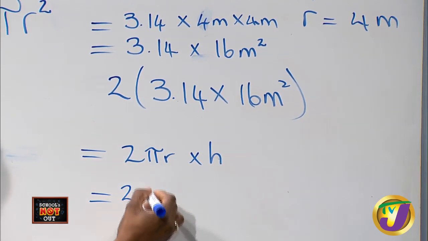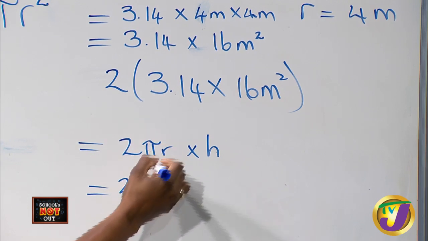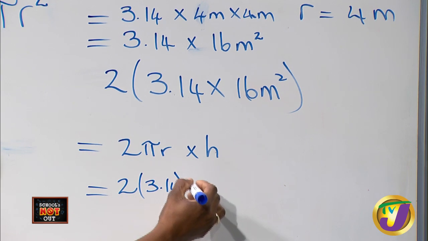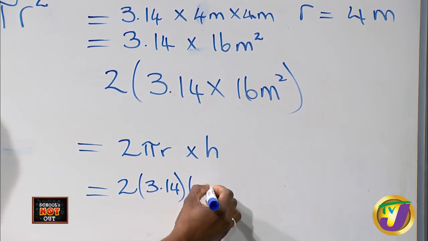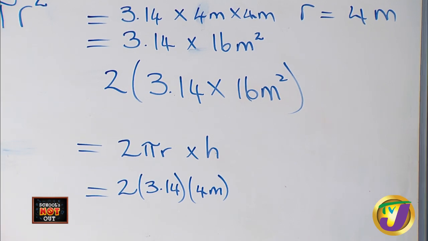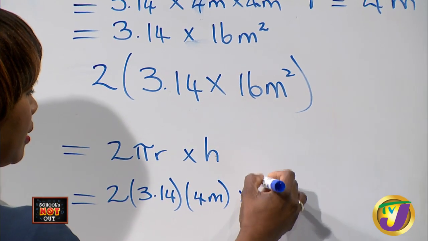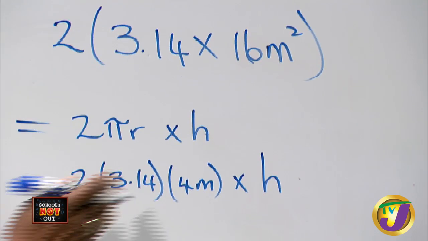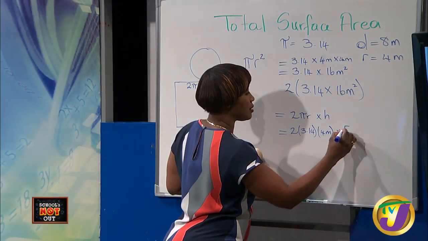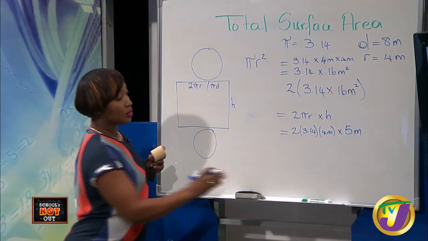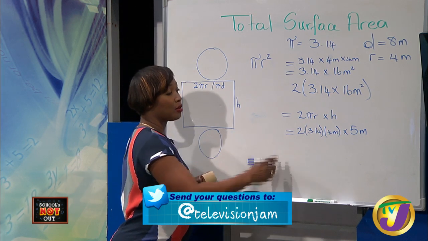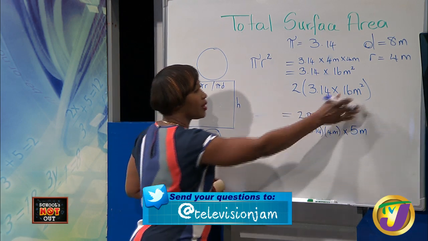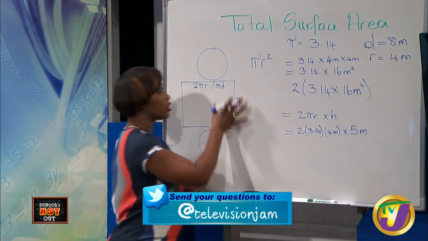And we would substitute the values into the expression to give us the value that we're looking for. So we put 2 pi multiplied by the radius, and the radius is the same, multiplied by the height, which we're given to be 5 meters. So we now multiply. It's only one rectangle. So we'd add what we get here and what we get here to give us the total surface area.